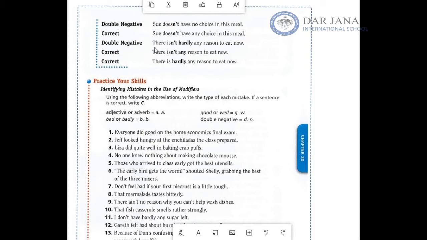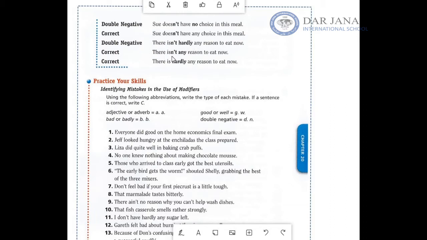Also in this example here, we have: there is hardly any reason to eat now. There isn't hardly any reason to eat now. "Isn't" here is a negative, "not" here is the negative form, "hardly" is another negative form, and it's incorrect to include them in one sentence.